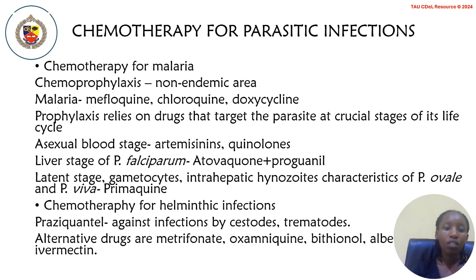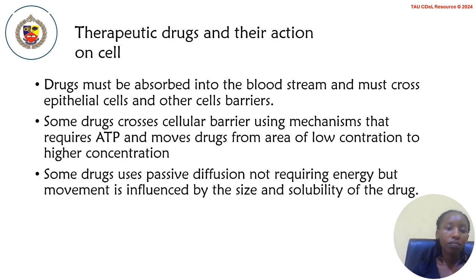For example, when you are dealing with the asexual blood stage, you can make use of artemisinin and quinoline. But when the drug is intended to target the liver stage of the Plasmodium falciparum, you can make use of atovaquone with proguanil. There are other therapies for helminthic infections, using praziquantel for cestode infection and trematode infection. And we have other drugs like metronidazole, albendazole, and ivermectin.